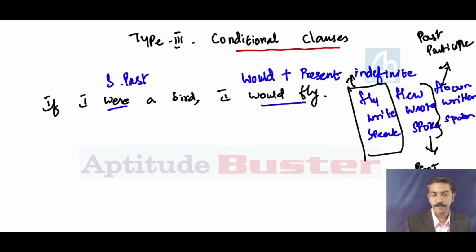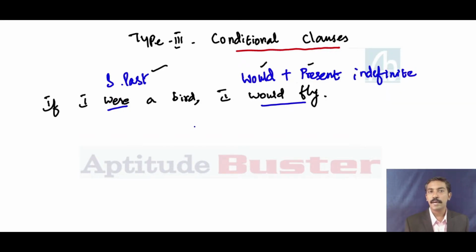So for the second conditional clause, remember this verb idea alone. That is, if we use simple past tense in the if clause, the main clause must take would plus present indefinite form. Now I like to ask you an interesting question. Identify a known grammatical rule which has been violated in the given example.